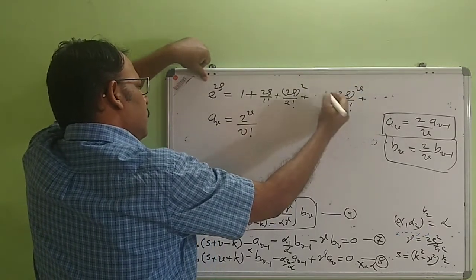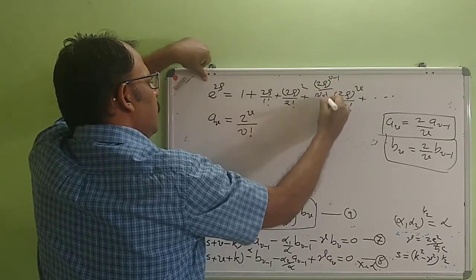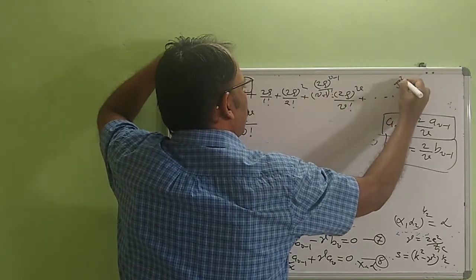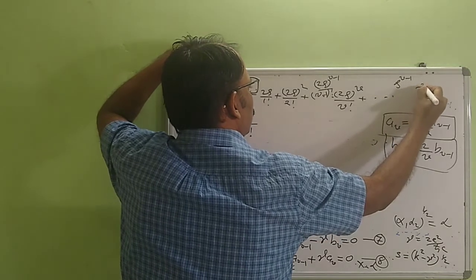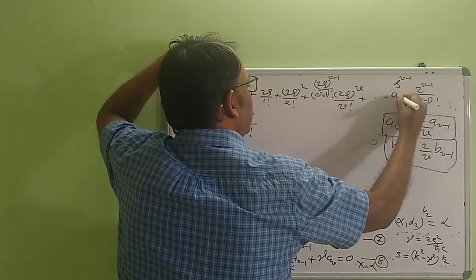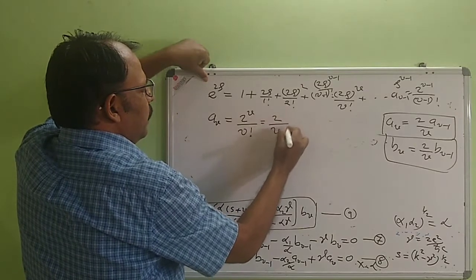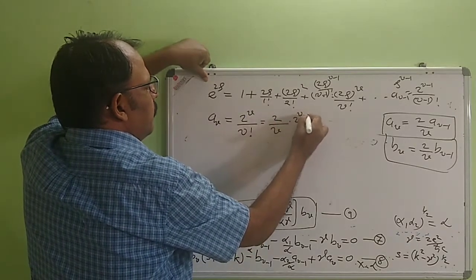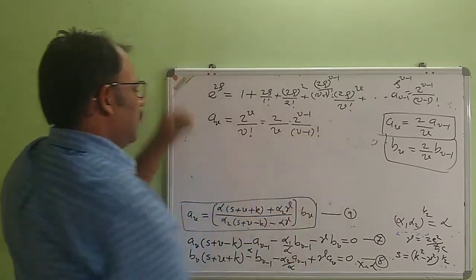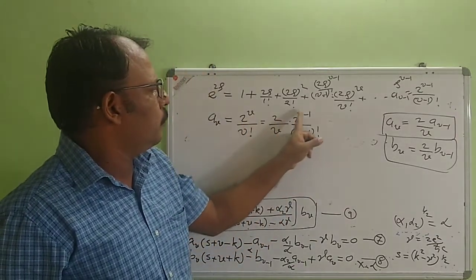One term previous to this one, that term will be 2 rho raised to V minus 1 by V minus 1 factorial. So the coefficient of rho raised to V minus 1 will be 2 raised to V minus 1 by V minus 1 factorial, that I am taking as AV minus 1. So this I can write as 2 by V, 2 into 2 raised to V minus 1 by V into V minus 1 factorial. I can write V factorial as V into V minus 1 factorial, and 2 raised to V as 2 into 2 raised to V minus 1.